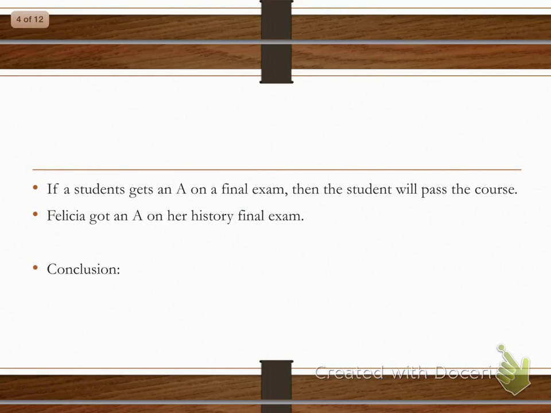So if a student gets an A on a final exam, then the student will pass the course. If Felicia got an A on her final exam, then our conclusion is going to be she will pass the course. It's the conclusion you can make based on the statements that are given.